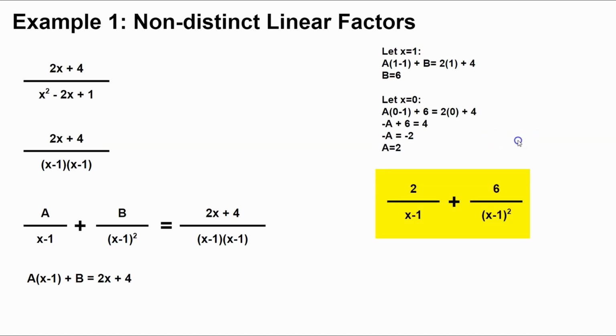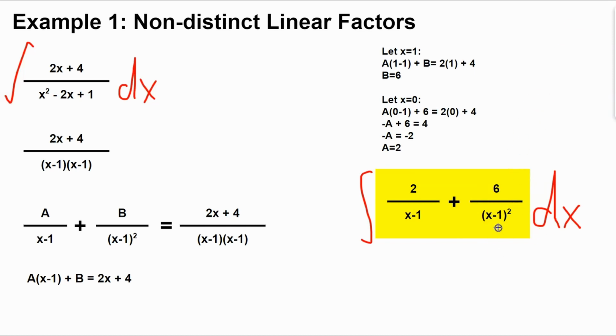So again, we put the A and B values that we found back into those partial fractions, and we get that 2 over x minus 1 plus 6 over x minus 1 squared is equivalent to the original rational function. And as always, if this was an integration problem, then solving with partial fractions makes it much easier for us to find the antiderivative of this function. So 2 over x minus 1, that's just 2 ln of x minus 1. And then 6 over x minus 1 squared.